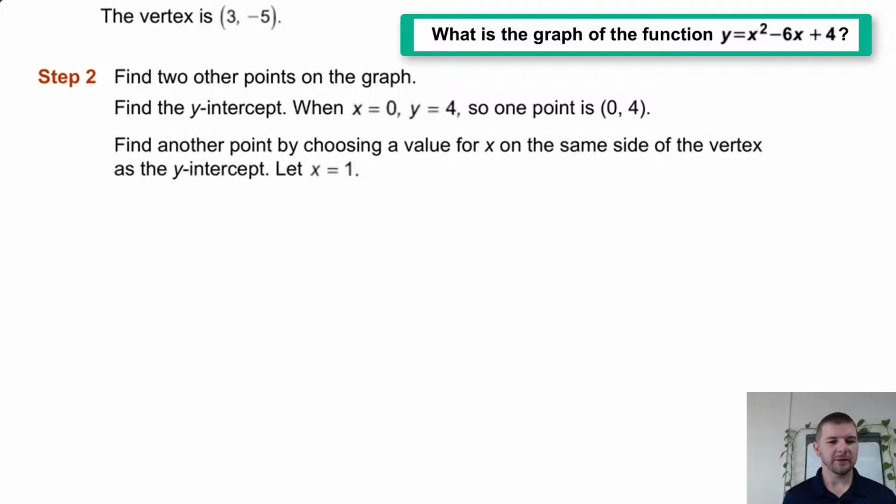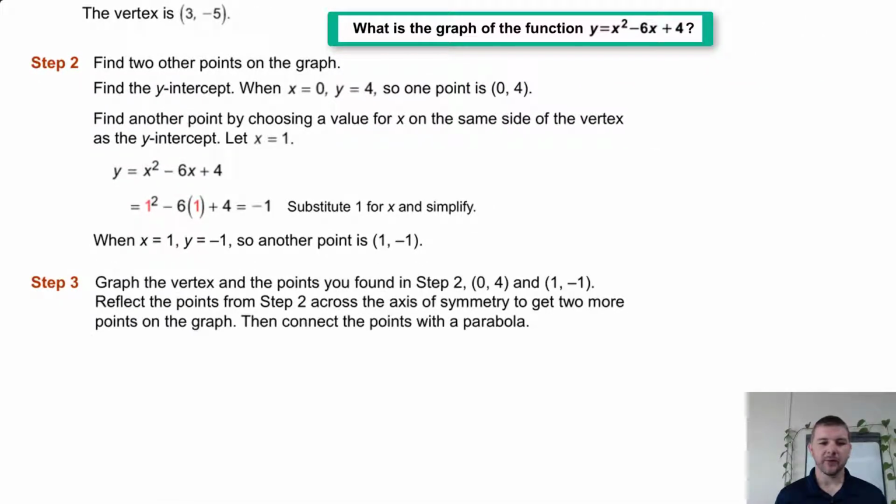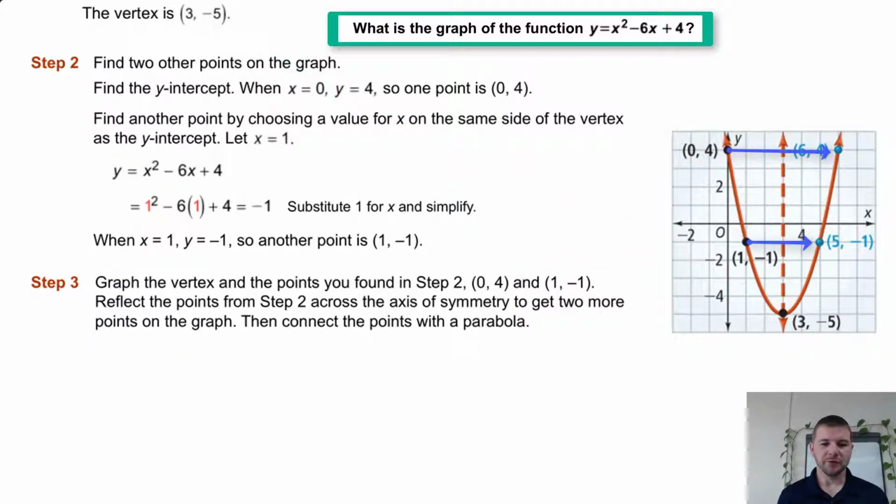We'll then find another point by choosing a value for x on the same side of the vertex as the y-intercept. In this case, we'll let x equal 1. When x is 1, we find that y equals negative 1. So another point is 1, negative 1. Step 3, we'll graph the vertex and the points found in step 2, those were 0, 4, and 1, negative 1, and then we'll reflect the points from step 2 across the axis of symmetry to get 2 more points on the graph. Then we'll connect the points with a smooth curve, forming a parabola.